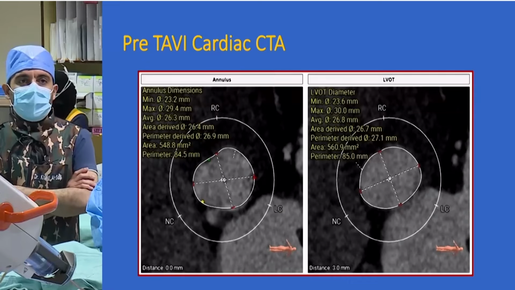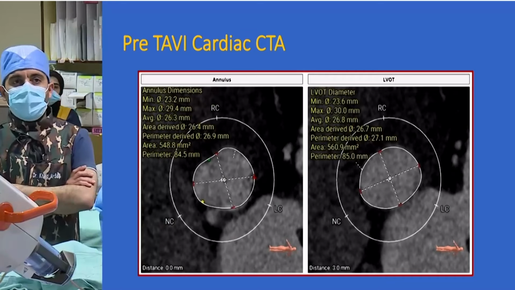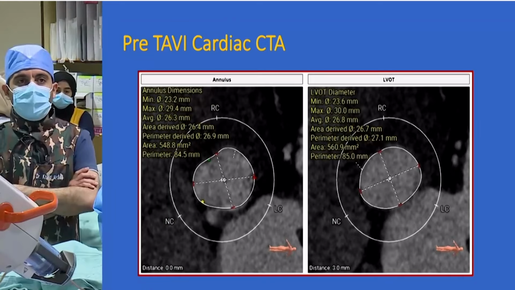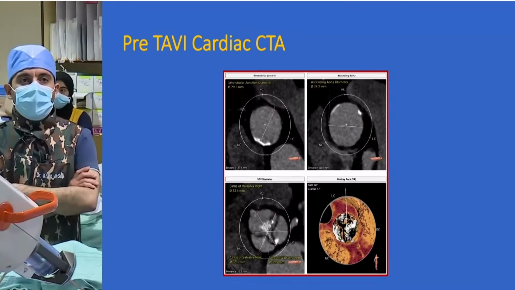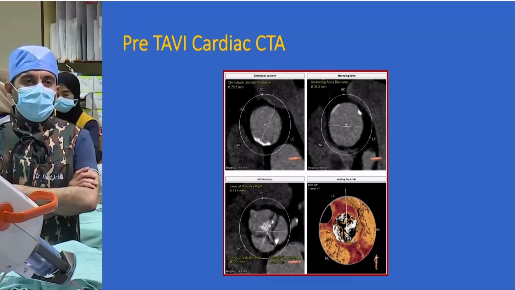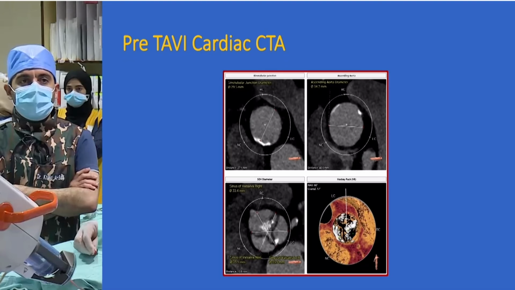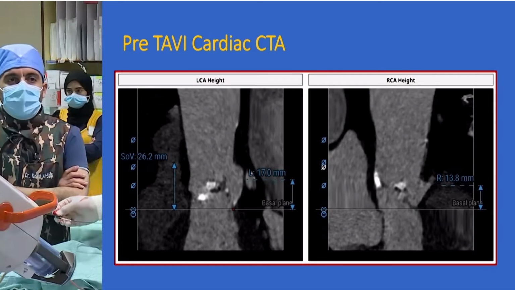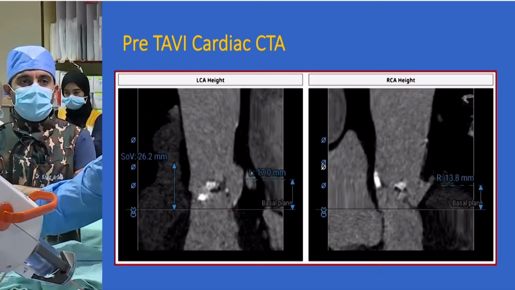Next. Okay, here we have the data from the CT, and as you can see, we have a big annulus. It is actually an average diameter of 26, perimeter of 84.5 millimeters. Next. And again, generous sinuses, average size about 35. Sinotubular junction is 30 millimeters in diameter. Next slide, please. And coronary height is adequate. We have 70 millimeters in the left and 14 in the right.